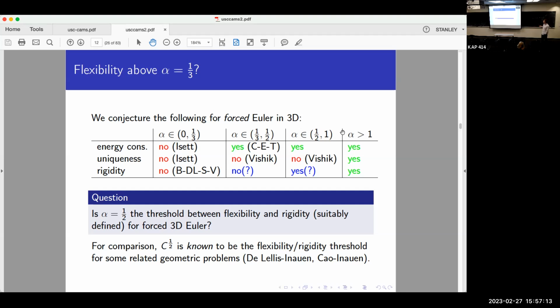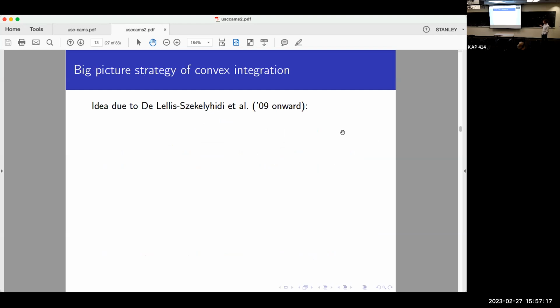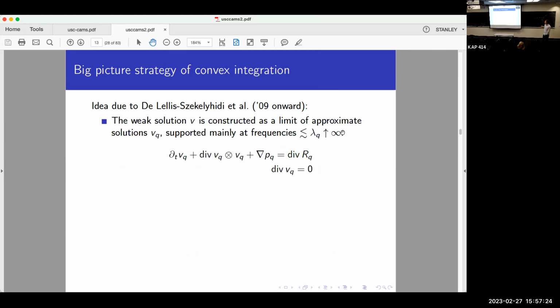So let's get to the strategy of convex integration. This basic outline I'll give is due to De Lellis and Székelyhidi for the Euler equations. The idea is you construct your weak solution v as a strong limit of solutions which are supported in some frequency band, a frequency ball. So we relax the Euler equation by adding this error on the right-hand side. So R is going to be some small rank 2 matrix. And the goal is to perturb v over and over again to try to get this matrix smaller and smaller. So the entire right-hand side is not small, let's say in C0, but R will be small in C0. And so this will make v converge to a weak solution to Euler.